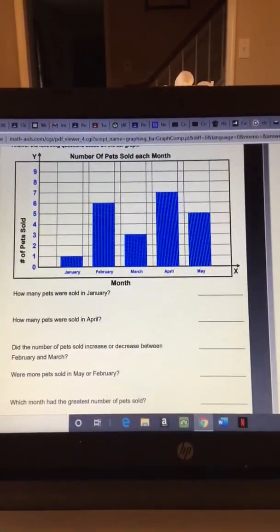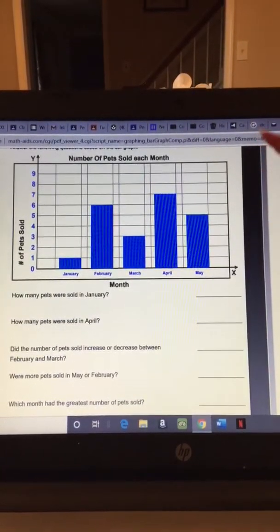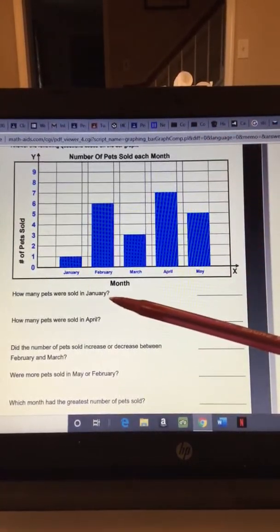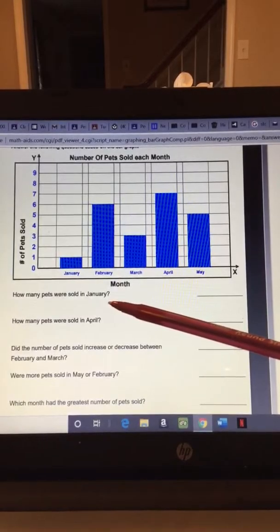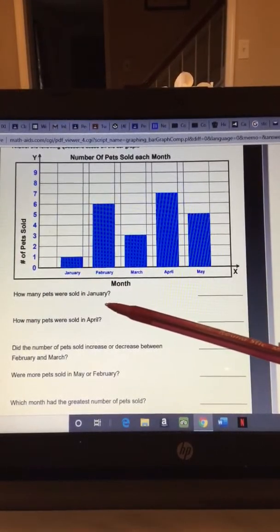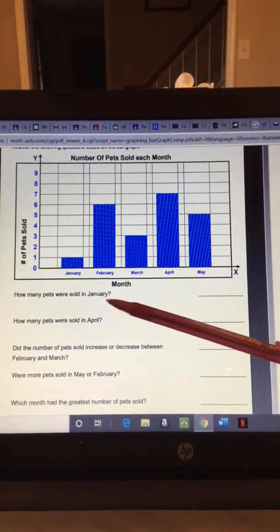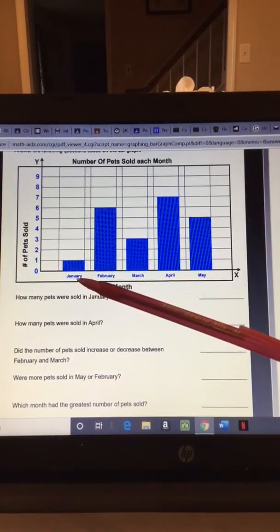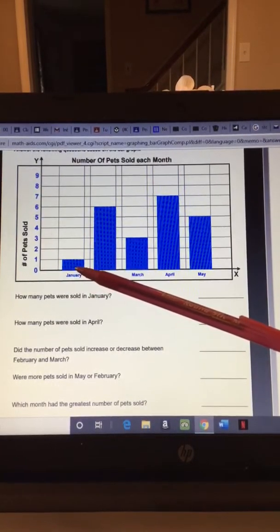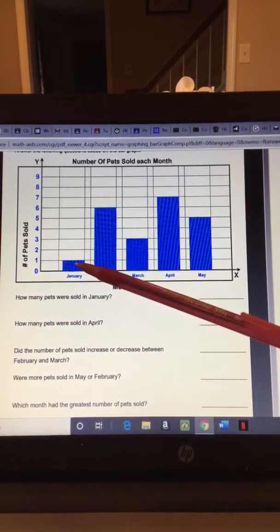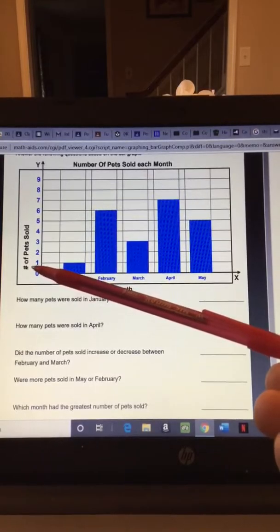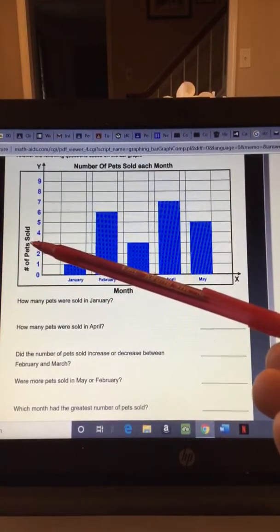All right, guys, so here's an example of a bar graph. Again, I'm using mathaids.com, and here it says the data is how many pets were sold in January. So that's the information they give you: January. We're going to go over to our graph, look at January, and go up. So we went in the door to January and up the steps, and in this case, one pet was sold in January. We know it was only one because here's the number of pets sold.